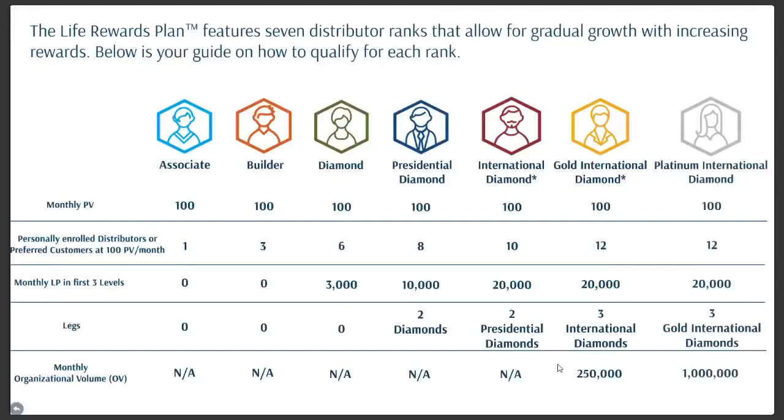The next rank is Platinum International Diamond. The first 3 qualifications stay the same as Gold, and then for the leg requirement of having 3 international diamonds, all 3 of those international diamonds you're going to want to have rank advance to Gold International Diamond in order to qualify. And then you need to quadruple your organizational volume to 1 million LP.